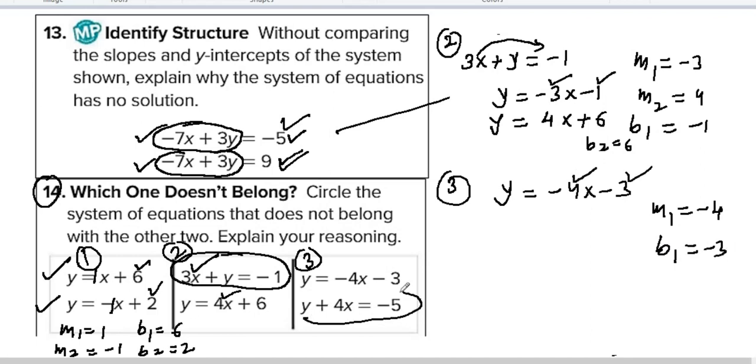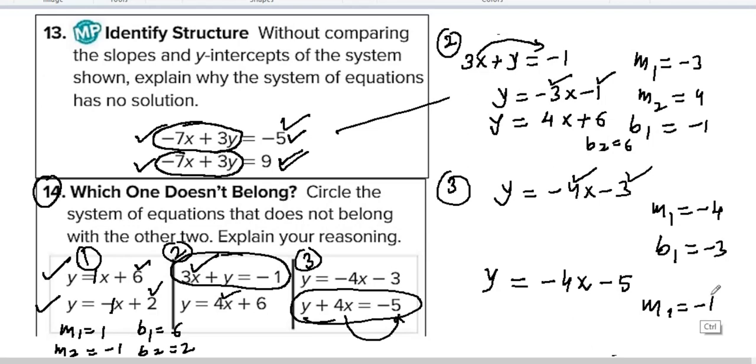But the second equation is not given in slope intercept form, so take the 4x to this side. It will become minus 4x minus 5. So what is its slope? Its slope is minus 4 and the y-intercept is minus 5.